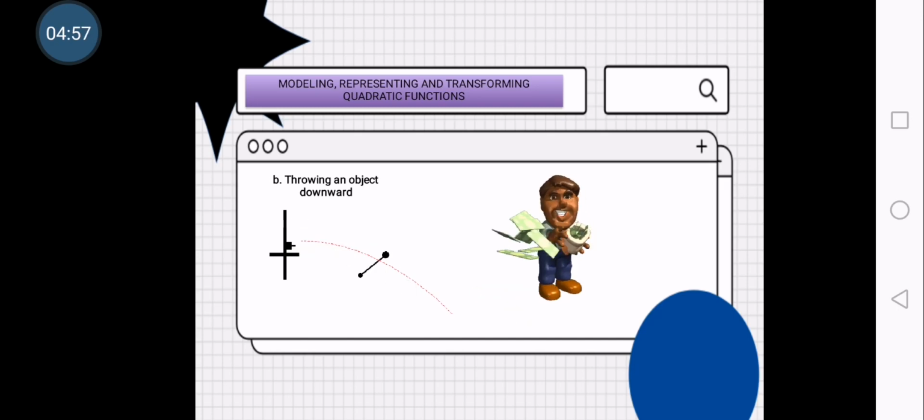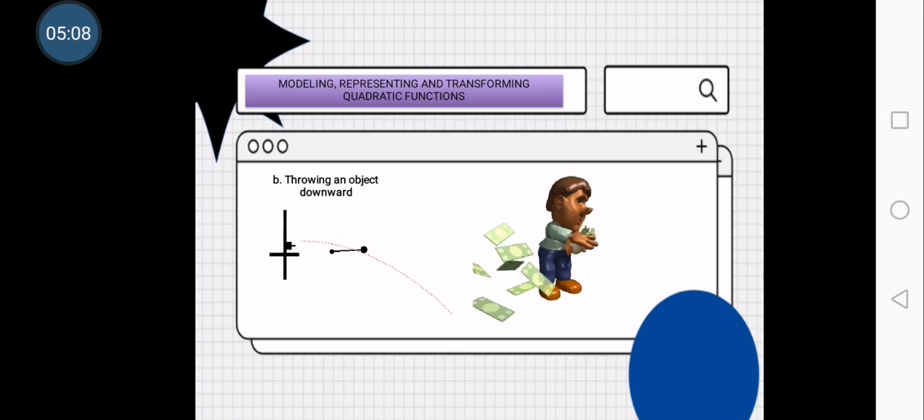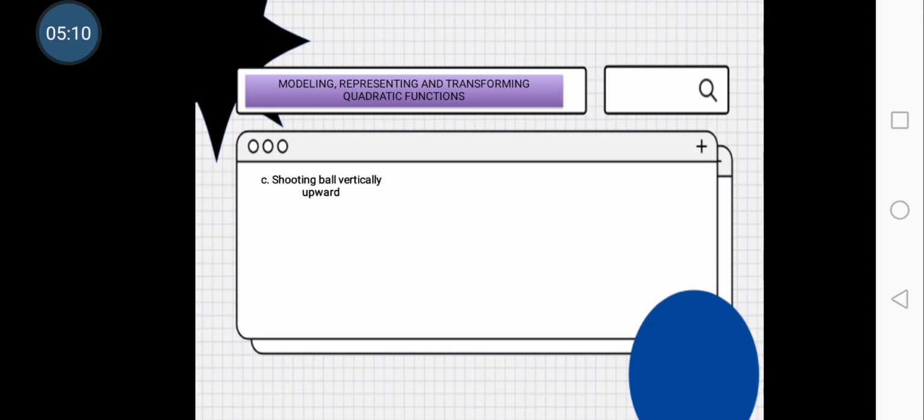So, depende kung gaano kalakas yung paghagis. So, ganun din yung layo nung object na inihagis pababa. And then, third one is shooting ball vertically upward. So, ito naman ay best application ng mga basketball players.